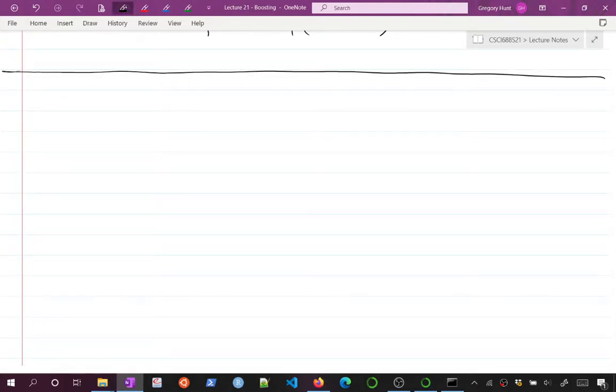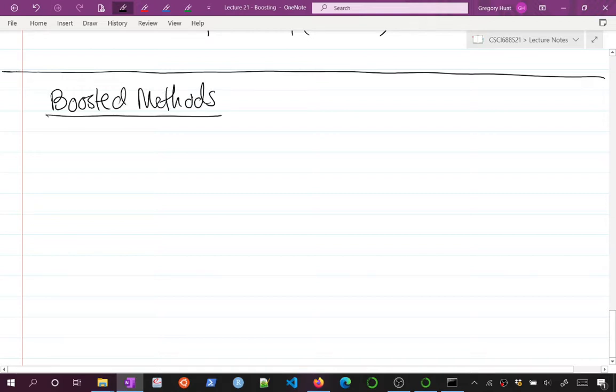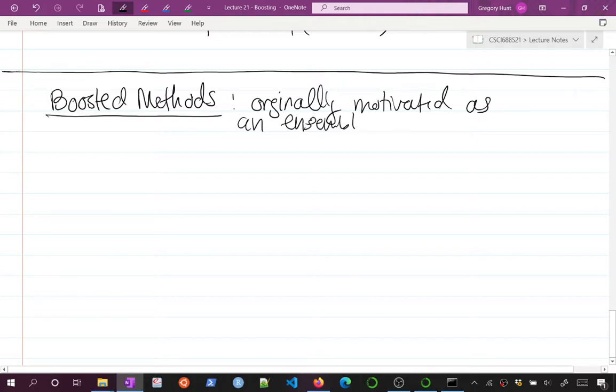So in particular, we're going to talk about a class of methods called boosted methods. And this is typically taught alongside bagging and random forest because it's some kind of ensemble method. So it's originally motivated as an ensemble method, or a consensus method.